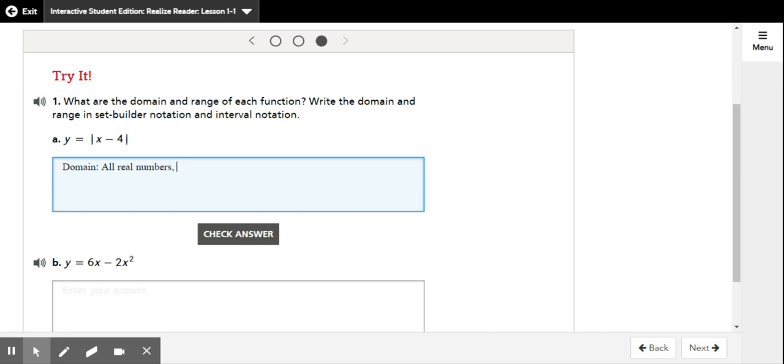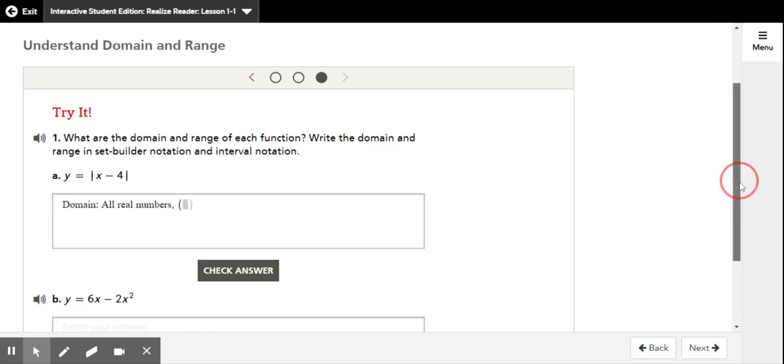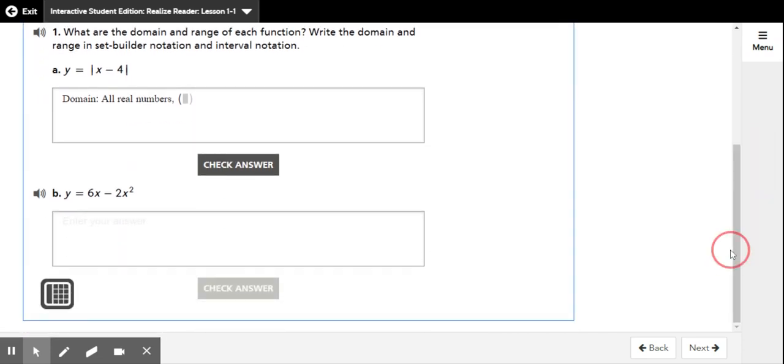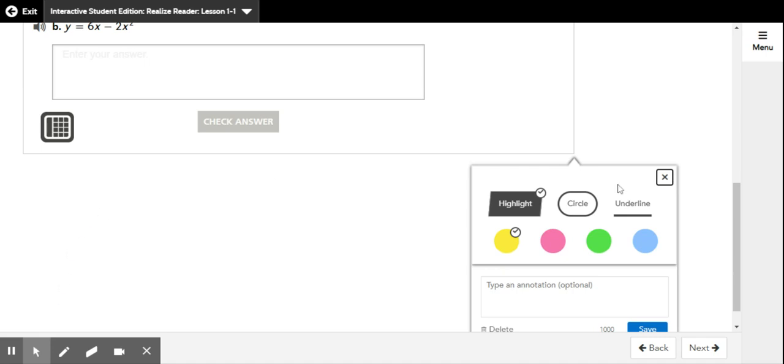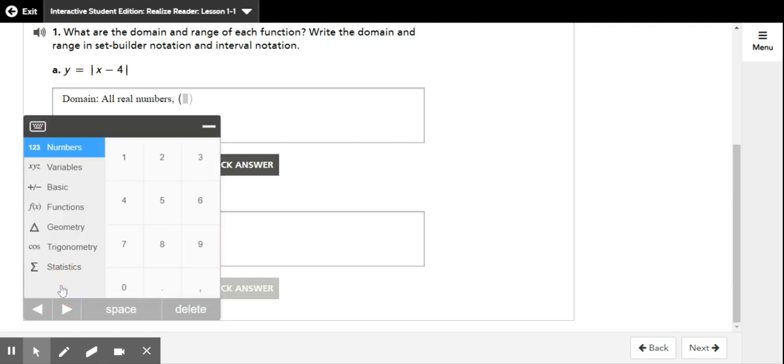In set builder notation, use parentheses. And then I need to use the infinity symbols. This, I'm not sure what that is. This button right here is how you're going to be able to input characters like infinity or anything else that was not on your keyboard. So I'm going to hit that button.